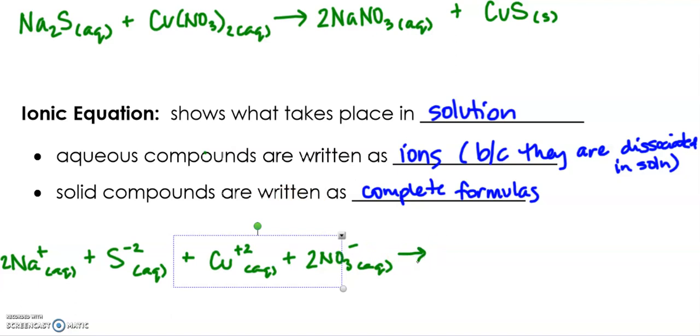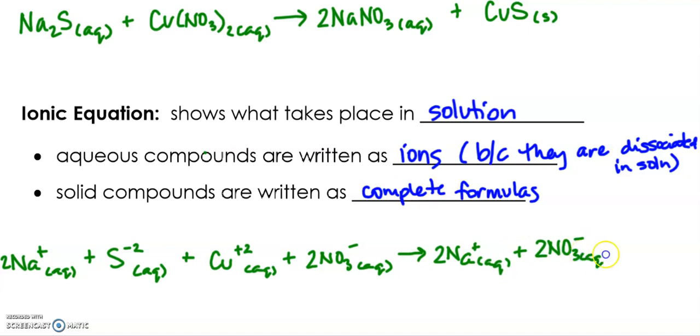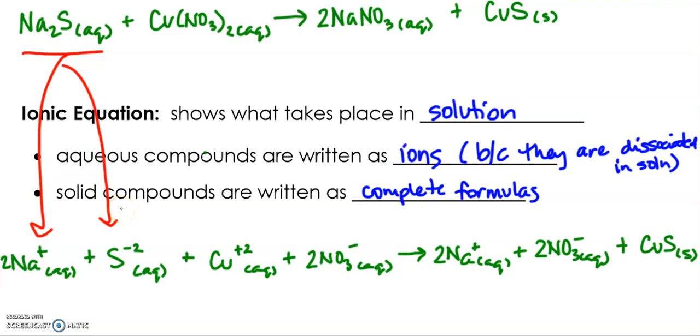And then on our product side, we're going to have 2 sodium ions that are aqueous and 2 nitrate ions that are aqueous. You see how this is still balanced? And then our copper sulfide is a solid, so that does not dissociate. I'm just going to write that as is. So when I went from molecular to ionic, I took my compounds that are aqueous and ionic and changed them into their ions. Just like the dissociation equations we did before, now we're just doing them all together.